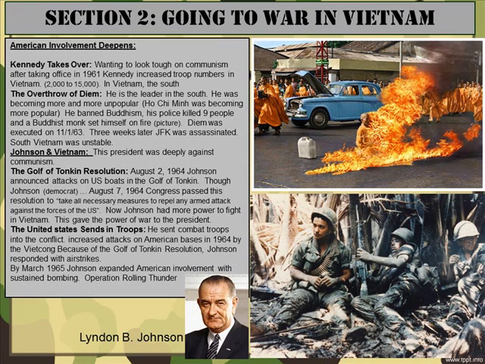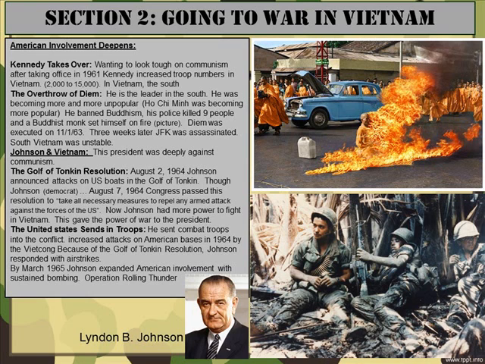The overthrow of Diem. He is the leader of the South. He was becoming more and more unpopular. Ho Chi Minh, on the other hand, was becoming very popular. Diem banned Buddhism because he was Catholic. His police killed 9 people, and a Buddhist monk set himself on fire. The picture to the right. Diem was executed on November 1st of 1963. 3 weeks later, JFK was assassinated, and South Vietnam was unstable after Johnson became president.